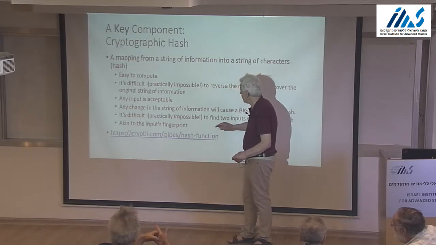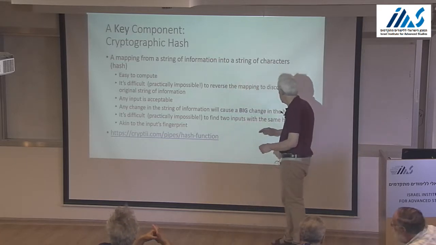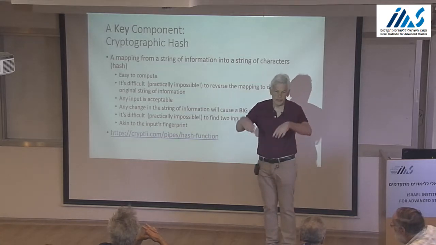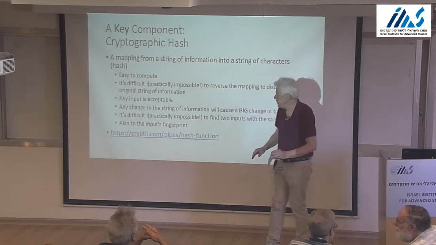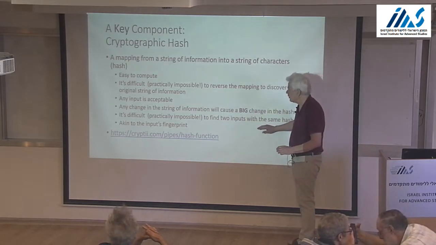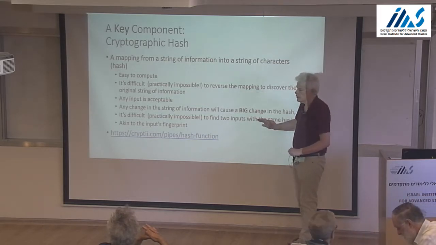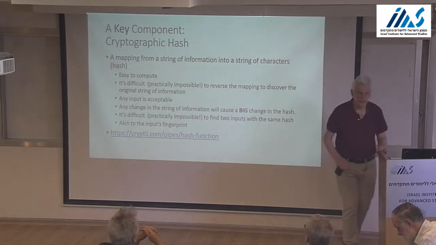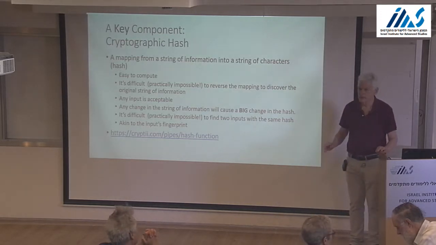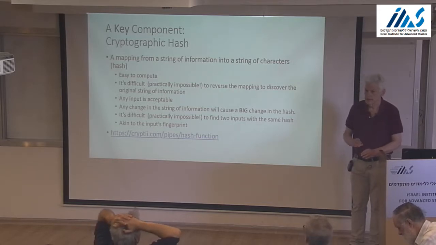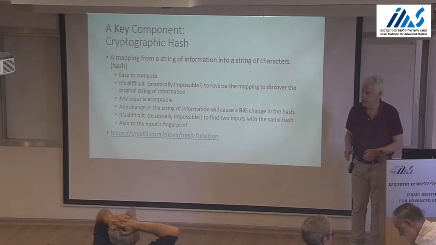Any change in the string of information will cause a big change in the hash. So in a way it's anti-continuous, meaning if you have two origins which are very close to each other, the hashes will be anywhere but near. And it's difficult or practically impossible to find a collision, which means two inputs that end up with the same output. Those are the attributes of a cryptographic hash function. Any question about this? That's really the workhorse of the whole edifice. It's essentially a one-way encryption which you cannot reverse. There's no key. Unless you know the origin, you cannot really interpret the output.